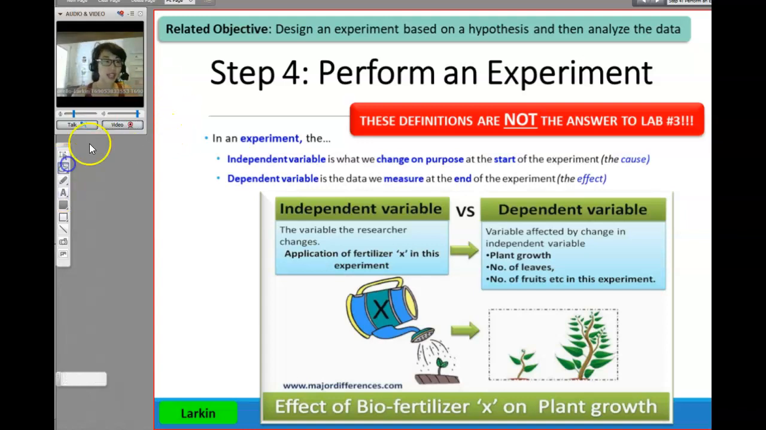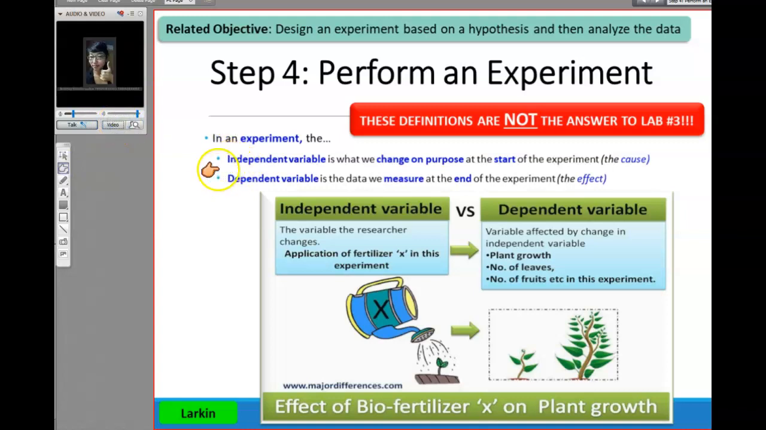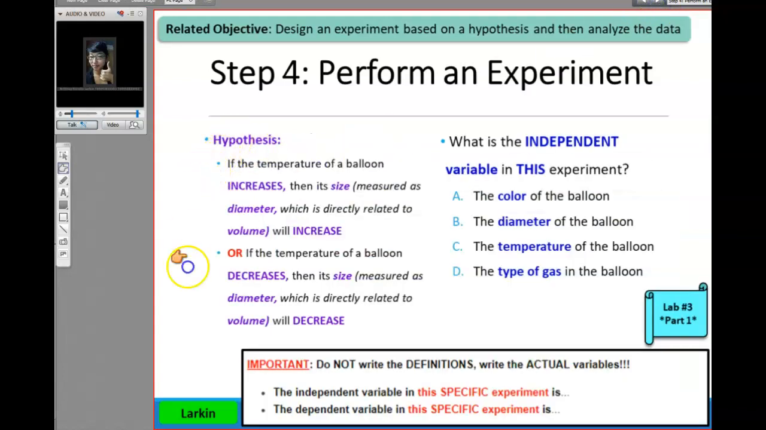So remember that in an experiment, we have two different variables. The independent variable is what we're going to change on purpose at the start of the experiment. Basically, it's the cause of the cause and effect of our experiment. The dependent variable, on the other hand, is what we are measuring at the end. It is the effect of the cause and effect in our experiment. Now, these definitions are not the answer to our lab question number 3, so please don't place these as the answers to the lab. These over here are what are going to be the answers.